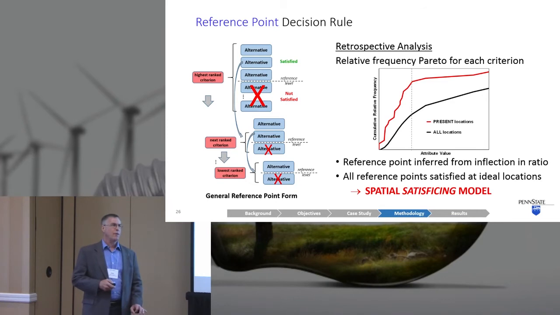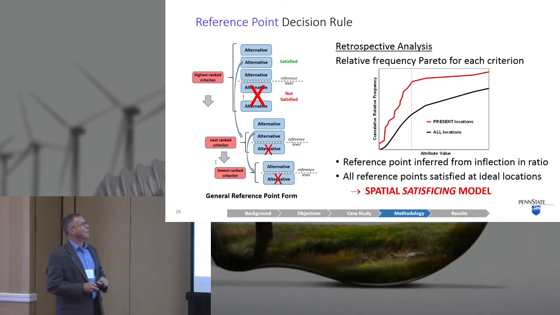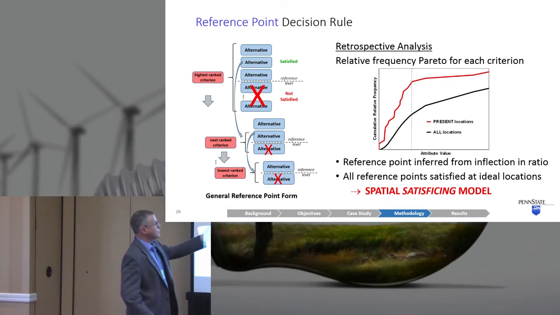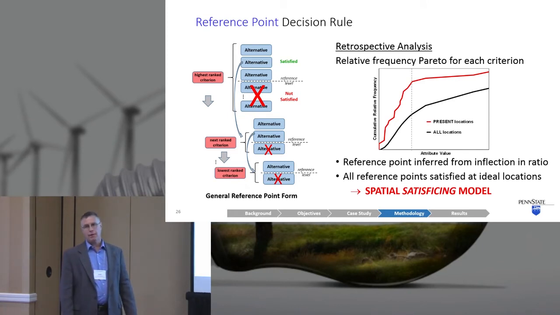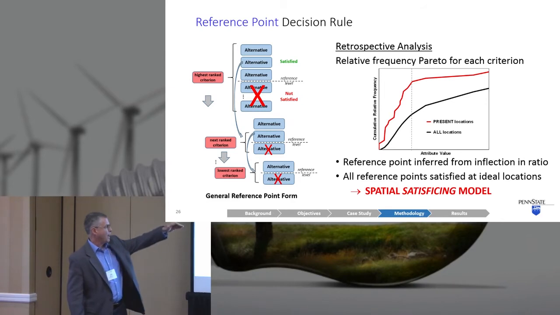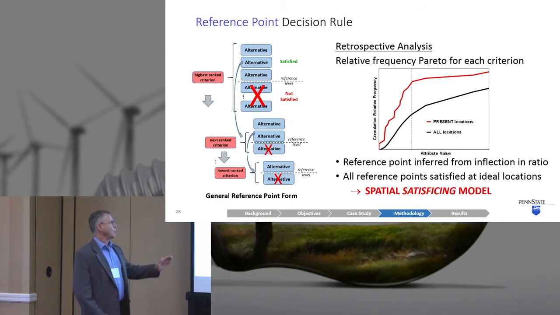We can't regress the data. We're looking for a threshold. So the way we approach this is to develop Pareto curves for the locations, black being all locations in the county and red being the selected locations for the present waste transfer station. Putting that on this is a relative Pareto for each attribute. So you can look at how they cumulatively increase as the attribute value increases.